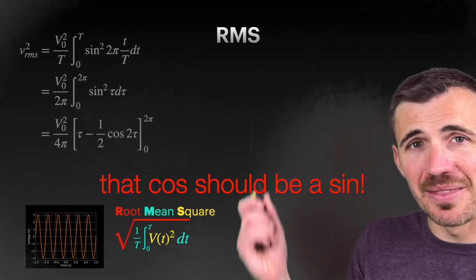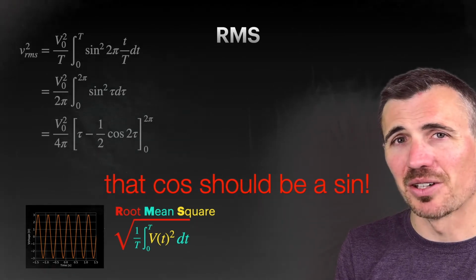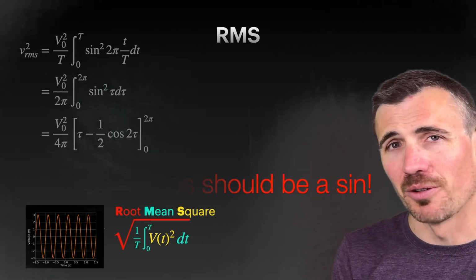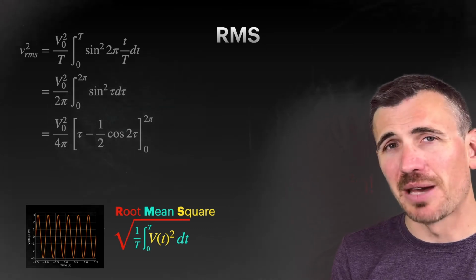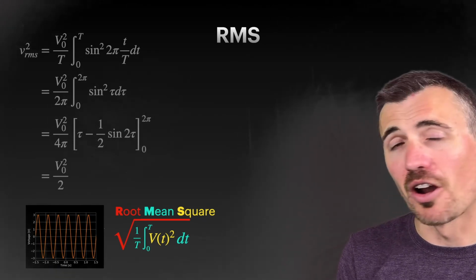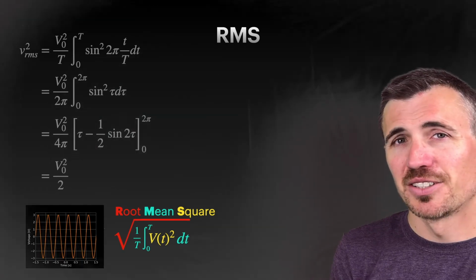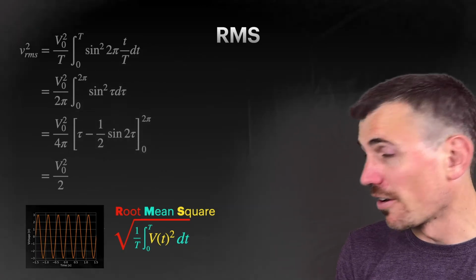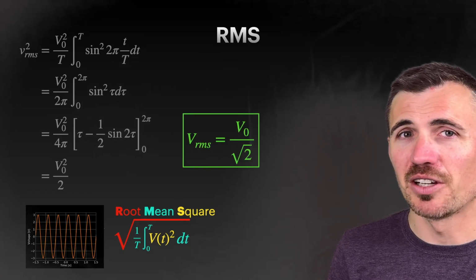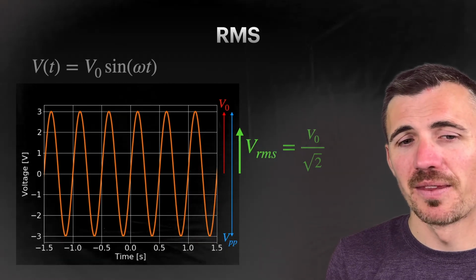In fact, that sine there does nothing. It's because it's the same value at both ends of the integral. So the tau is the only thing that matters here, and that gives us a factor of 2 pi. And when we do that, we get that the RMS squared is equal to V naught squared over 2. So the RMS, we just take the square root, and we get our V naught over root 2. And that is where we got this number from.